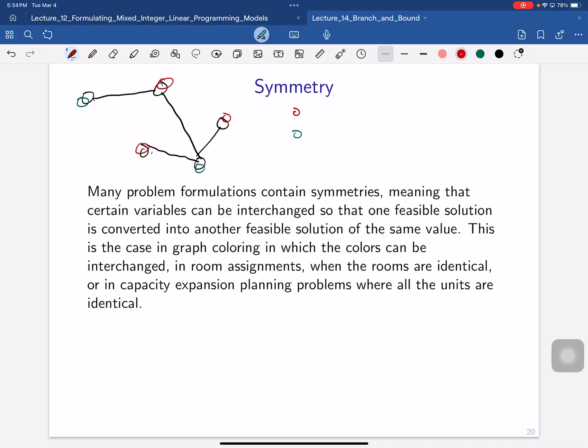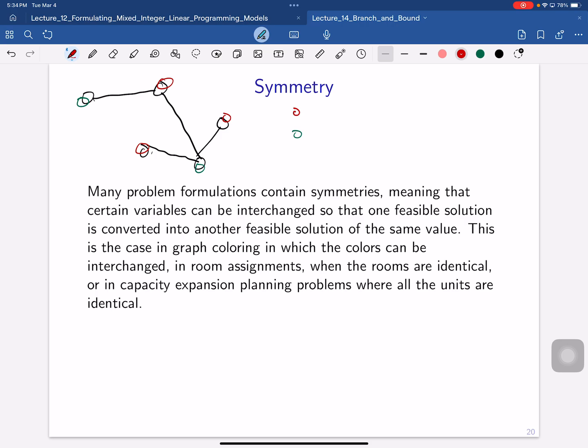So this is a feasible solution to the graph coloring problem I just mentioned. And now a symmetric solution is to flip the red and green in this solution. That is still a feasible solution to that problem. So in this case, green and red have some sort of symmetry.